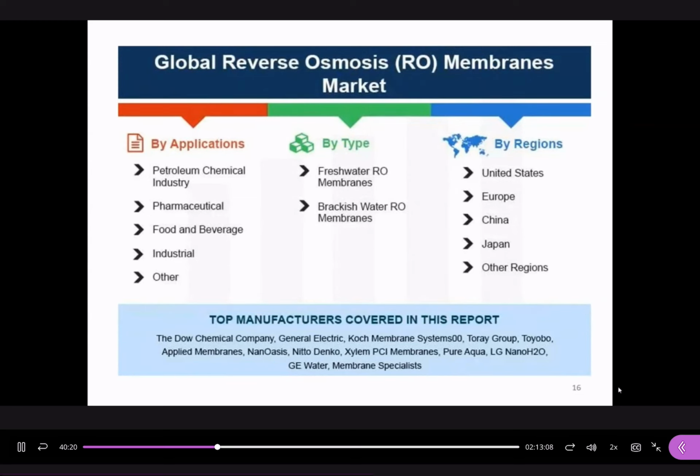It is used in more and more places. We have different manufacturers. Dow Chemical, probably the most popular products are made by them. GE, Koch, Toray from Japan, etc.